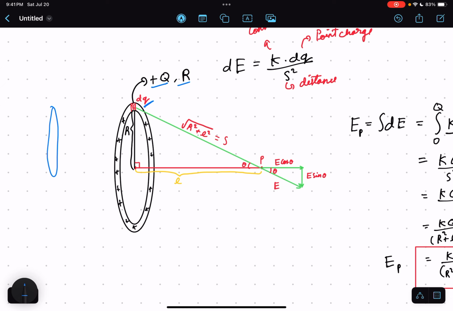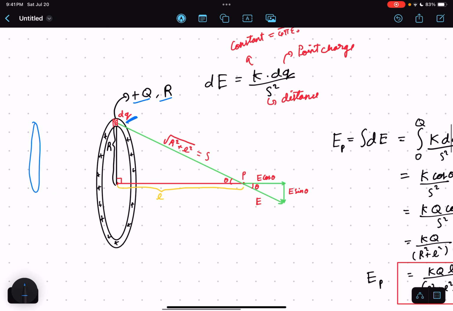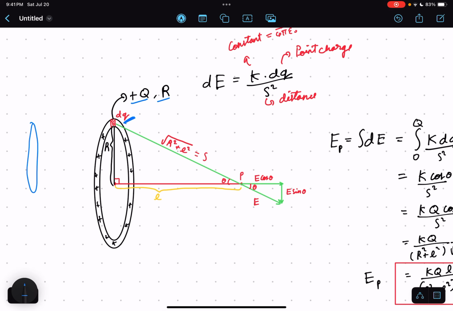So in order to find the electric field, we can calculate all the individual electric fields produced by the small dq over here, and then we can integrate it to get the net electric field. As you can see, the electric field that dq produces is given by k multiplied by dq divided by s square, which is the distance between dq and the point at which you would like to measure the electric field.